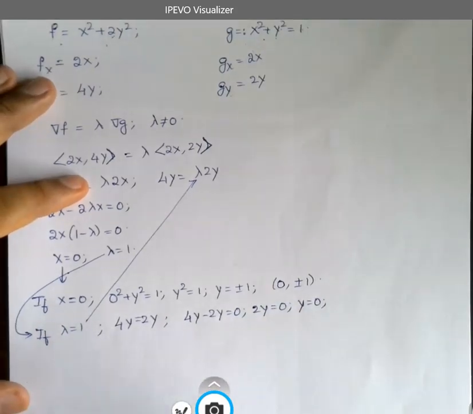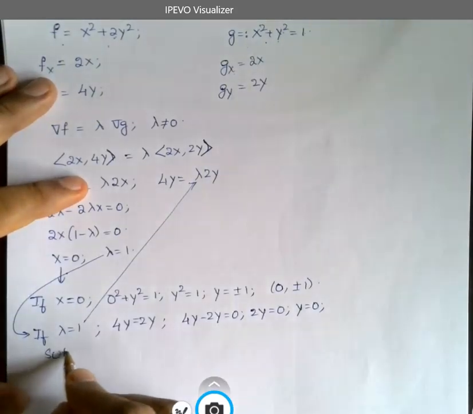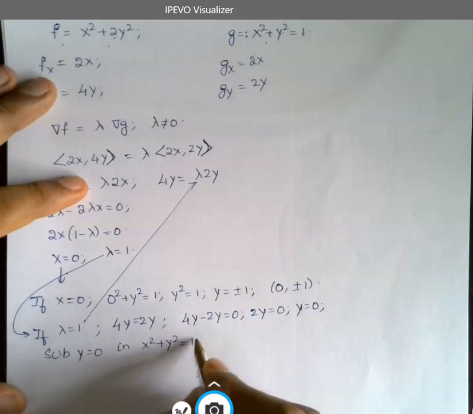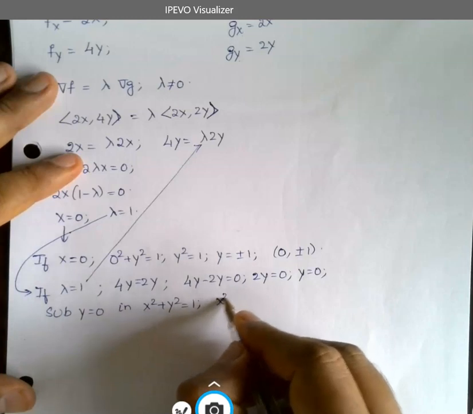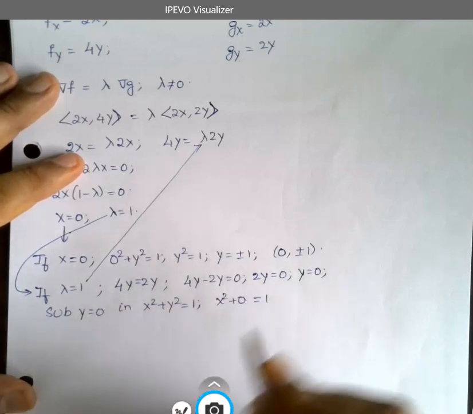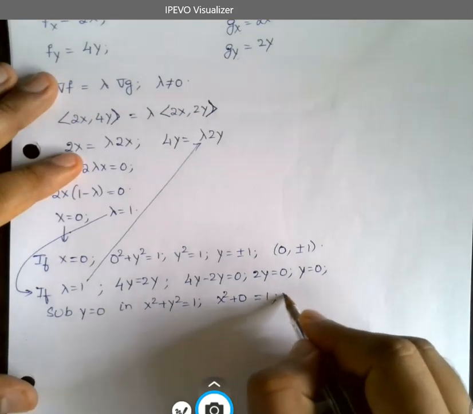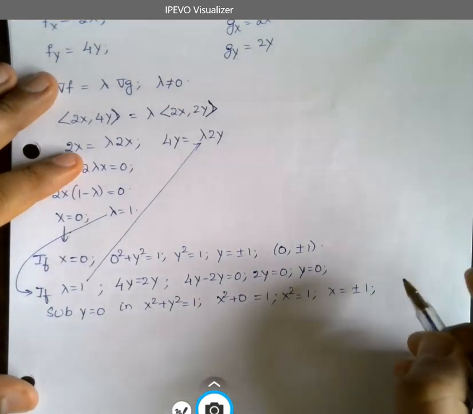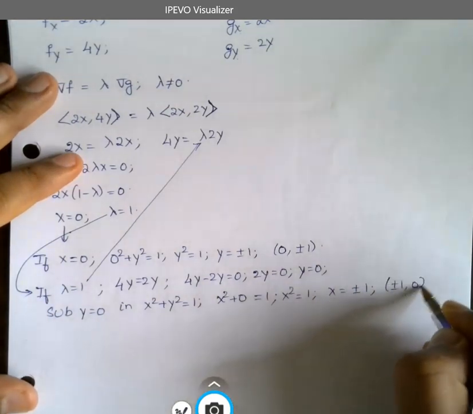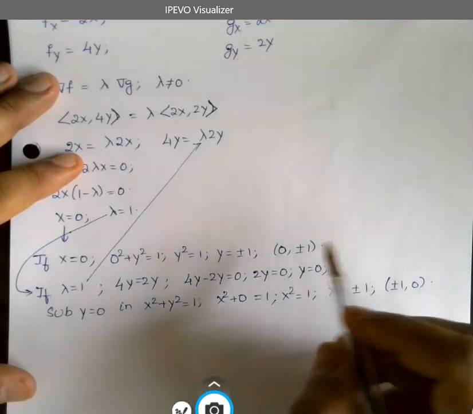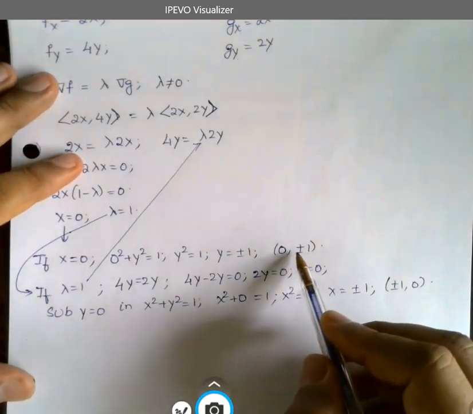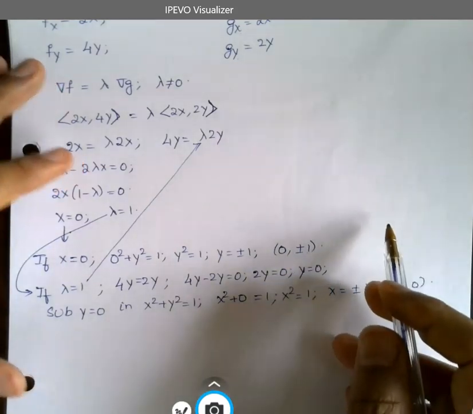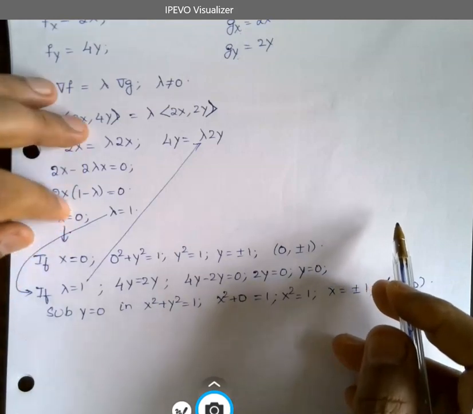When y equals 0, substituting y equals 0 into x squared plus y squared equals 1, we get x squared plus 0 equals 1, which means x squared equals 1, so x equals plus or minus 1. So you get plus or minus 1 and 0. Now you have 4 points. The maximum and the minimum values can be at 0, plus or minus 1, and plus or minus 1, 0. Let's go ahead and evaluate where the maximum and the minimum values are.